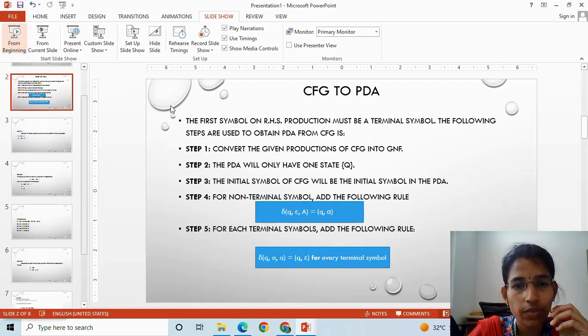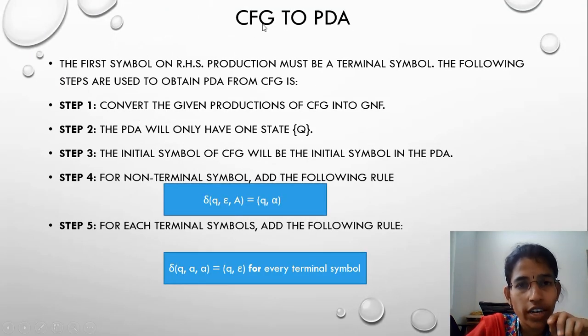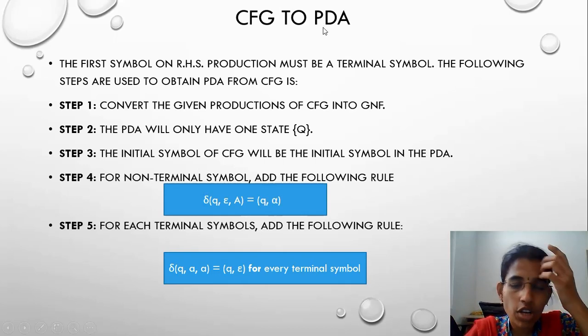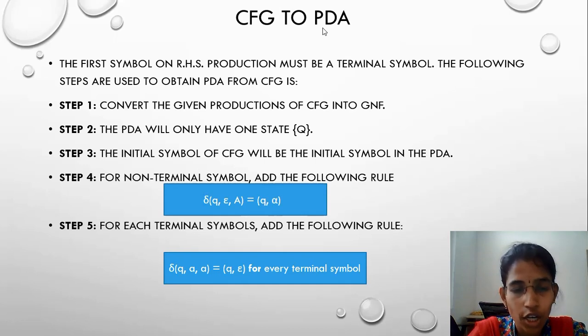Now we see how to convert the context-free grammar to PDA. The pushdown automata is the same as a finite automata with memory. That is known as pushdown automata. The context-free grammar is used to generate the context-free language. This language is only accepted by the pushdown automata. So the pushdown automata machine accepts languages or grammars that are equal to the context-free grammar.